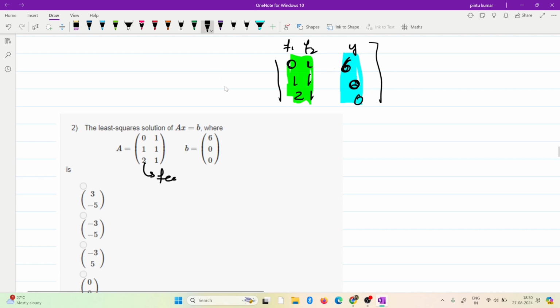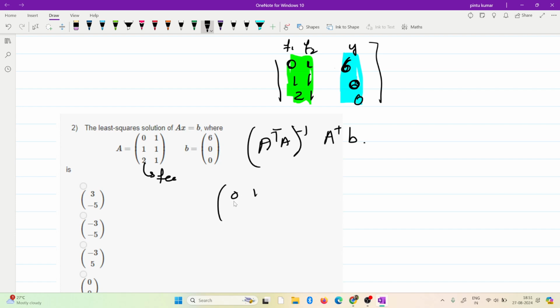Right. So what was the solution? Your least square solution is given by A transpose A inverse A transpose B. So let's take A transpose A. This is 0, 1, 2, 1, 1, 1 multiplied by 0, 1, 2, 1, 1, 1, and this is given by 0 plus 1, 0, 1, 4, 5. This is 3, this is 3, this is 3, right?